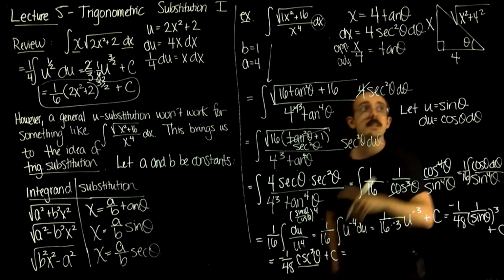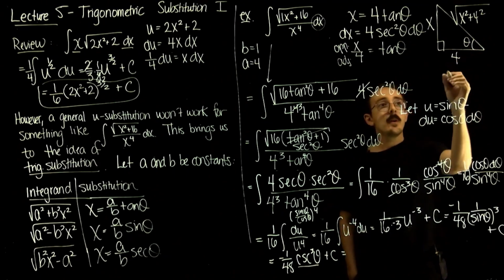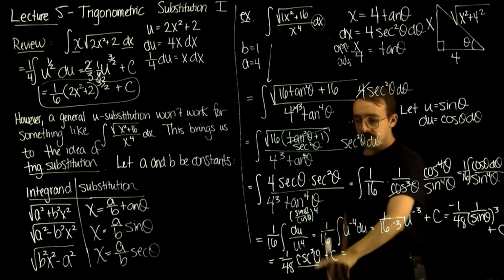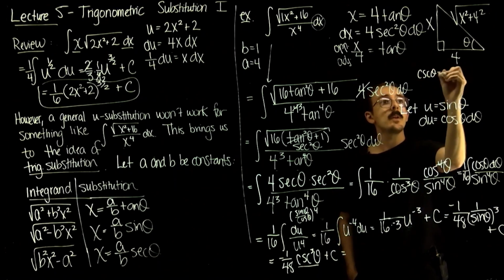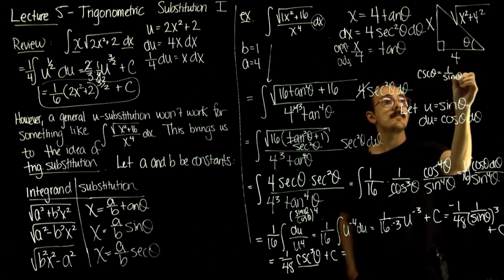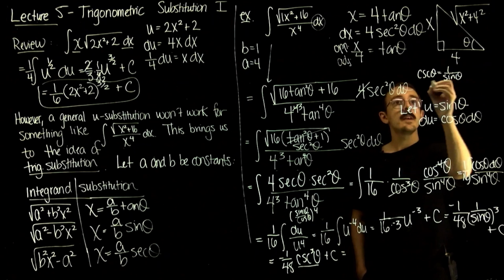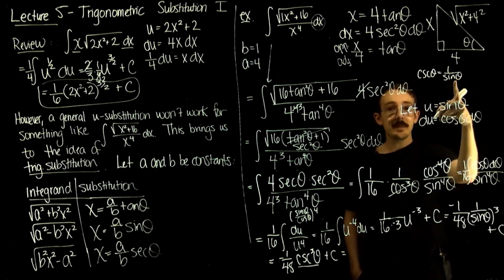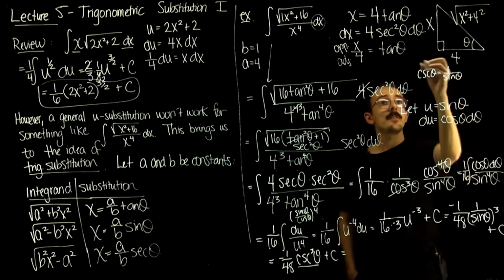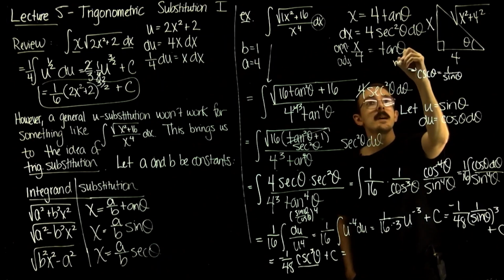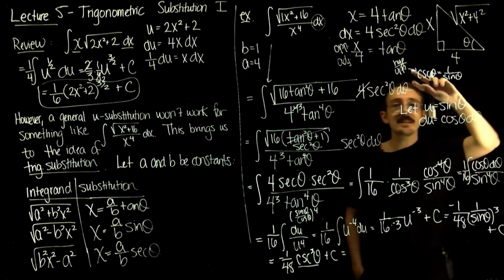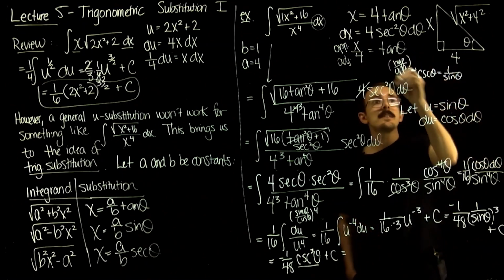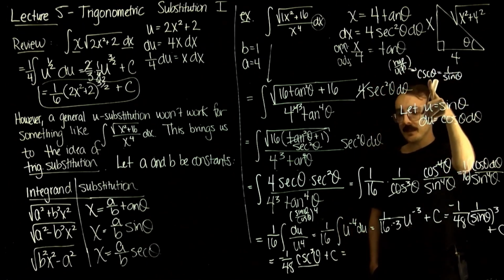So what I need is I need cosecant. So we know cosecant is 1 over sine, and sine is opposite over hypotenuse. So that means cosecant is hypotenuse over opposite. It's the reciprocal of sine, right? So cosecant is hypotenuse over opposite.